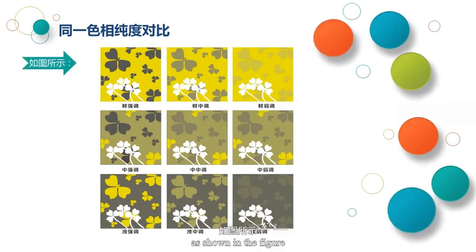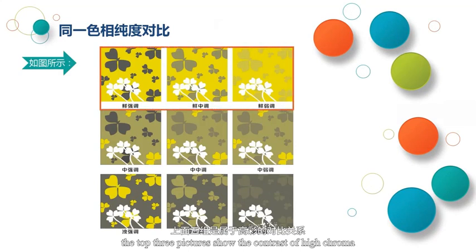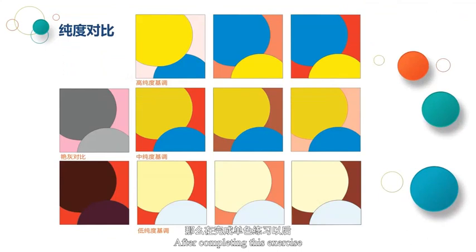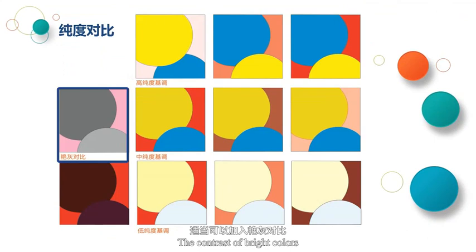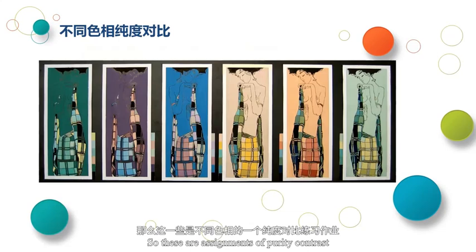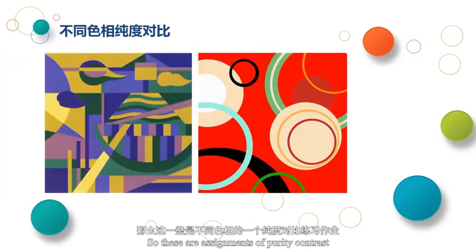As shown in the figure, we can see the top three pictures show the contrast of high chroma, the middle ones show the contrast of medium chroma, and the bottom ones show the contrast of low chroma. After completing this exercise, you can further explore purity contrast with multiple colors. The contrast of bright colors and gray can be considered appropriately. So, these are assignments of purity contrast.